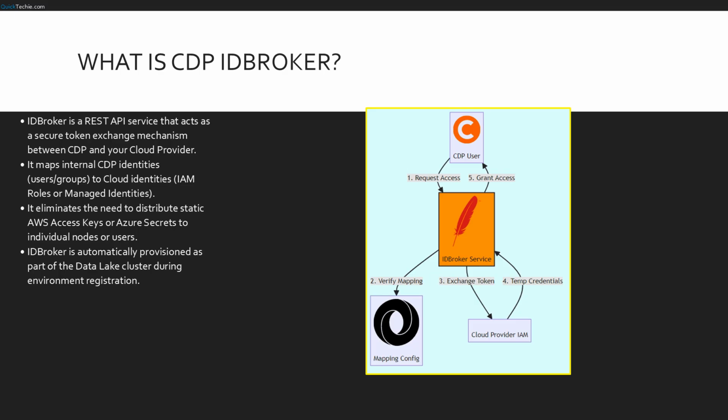This flowchart visualizes the token exchange pattern. The CDP user initiates a request to the IDBroker service. IDBroker checks its internal mapping config to see if this user is authorized. If they are, IDBroker contacts the cloud provider IAM, like AWS STS. The cloud provider returns temporary credentials, which IDBroker then hands back to the user. This ensures the user never touches the permanent credentials, only temporary ones.